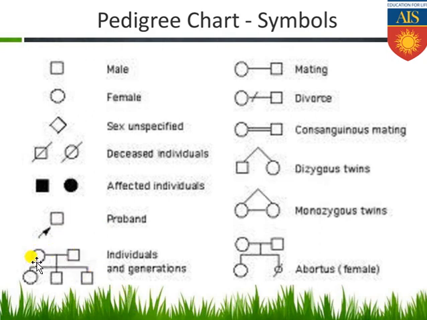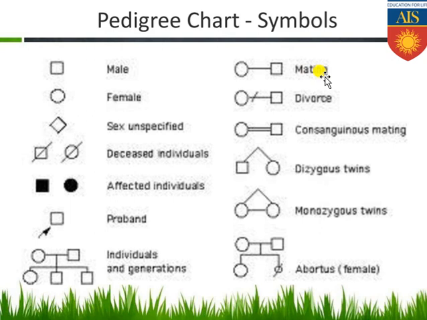Next, you can see two individuals who are parents, and they have produced offspring, two male and one female, and all individuals, males, females and parents, are unaffected. These individuals are present in two generations. These two are in the first generation, the parental generation, and these are in the F1 generation, the first filial generation. Here a single bond is present between the square and the circle.